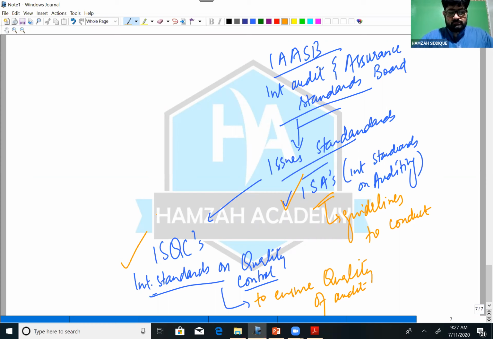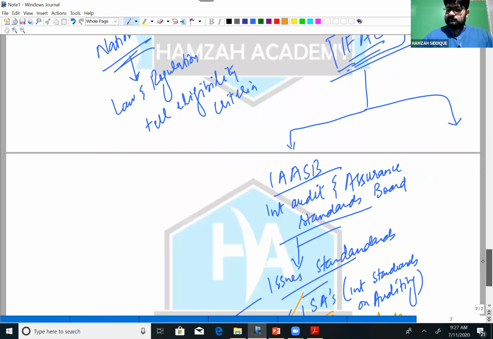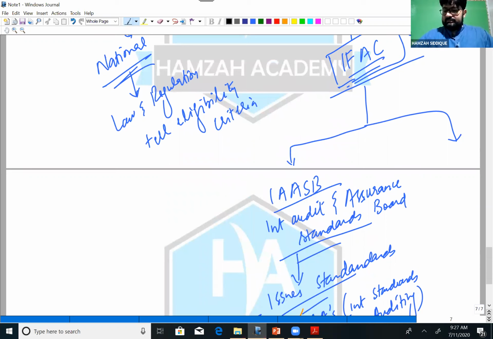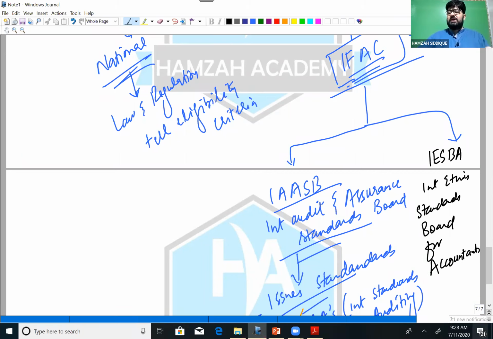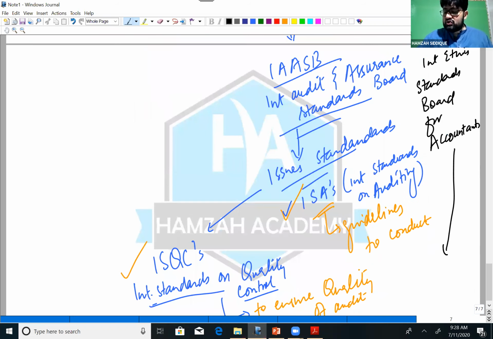Now, next. Second is IESBA, the International Ethics Standards Board for Accountants. Another subcommittee. It has issued codes of ethics.